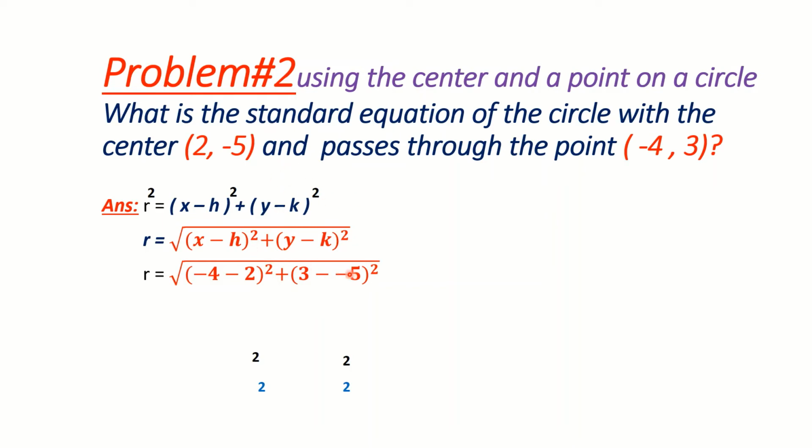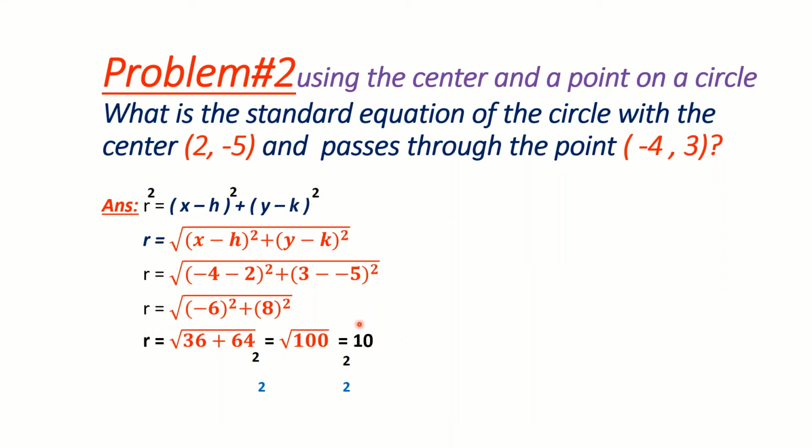So negative 4, which is x, minus 2, squared, plus 3, which is y, minus (-5), which is k, squared. Then simplifying more, negative 4 minus 2 is negative 6 squared, but 3 minus a negative will be turned into plus, so 8 squared. And r equals the square root of 36, because negative 6 squared is 36, plus 64, which is the square root of 100 and is equal to 10, which means r is 10.